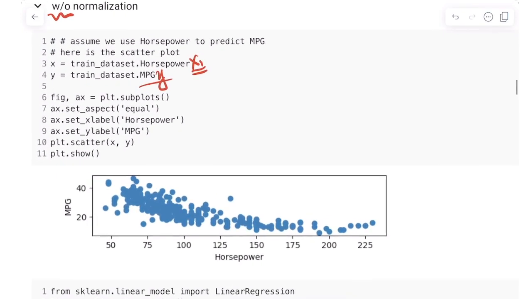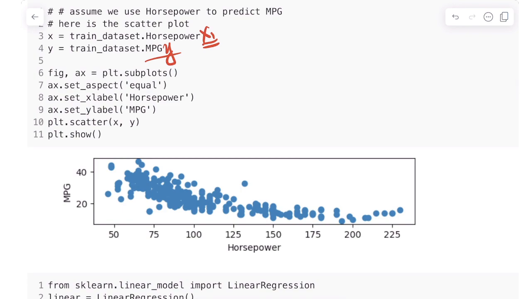If we draw the scatter plot, you can see that the ranges of x and y are a little bit different. That is the reason why we want to perform normalization. Otherwise, if you use x and y without normalization, the best linear model would be something like this one, right? So the slope would be quite small, and it may cause some problems. We'll show you later.